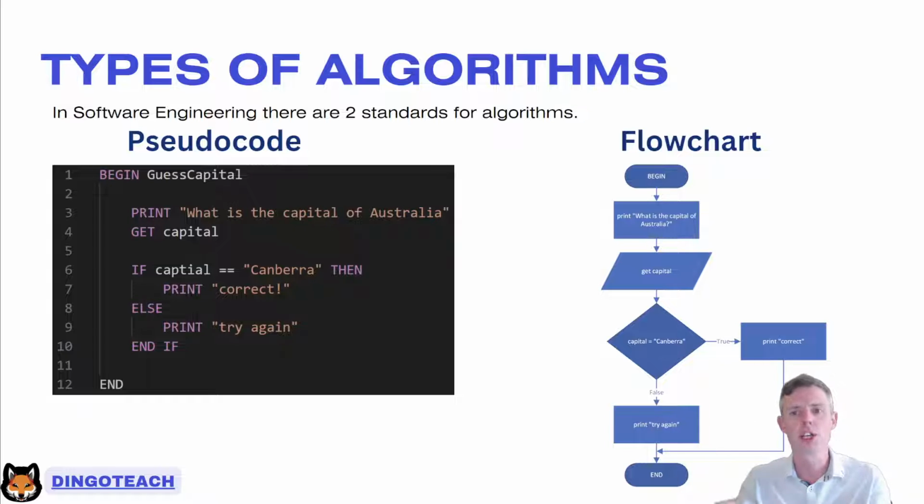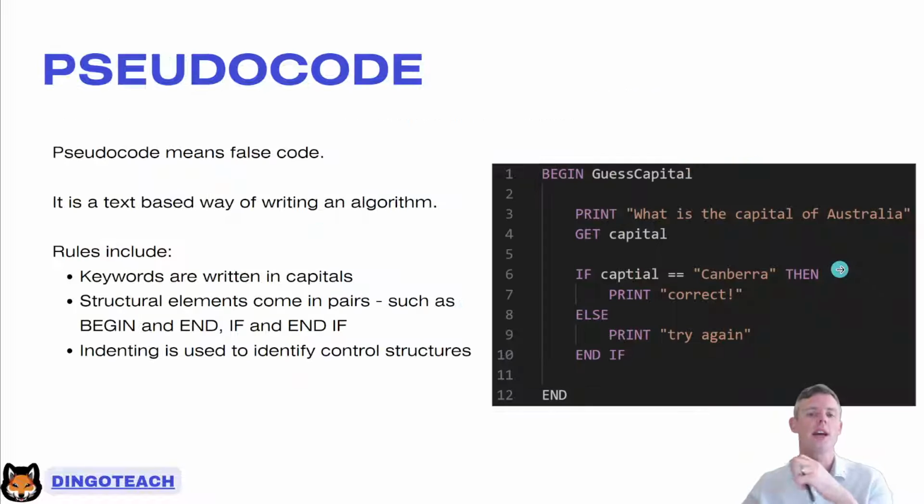Pseudocode and flowcharts do the exact same thing. You just need to know how to do both of them. You are expected to be able to read both, write both, troubleshoot both. We'll get there very soon. But let's have a look at the standards for writing these codes.